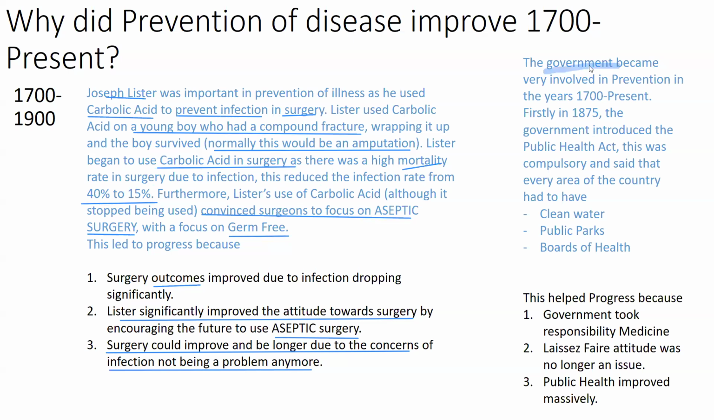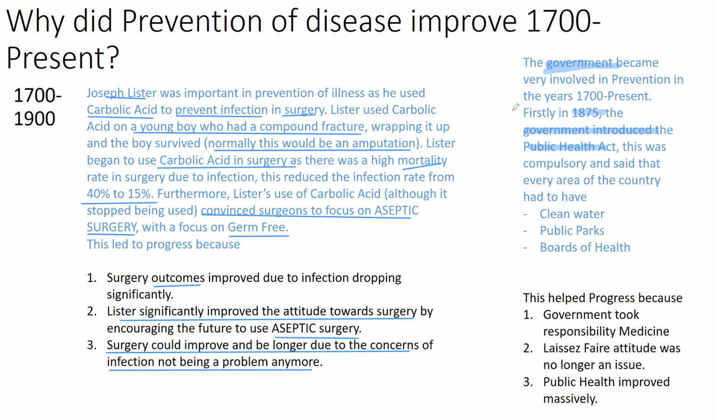The government were probably one of the most important reasons because the government did throw a lot of support behind all of these people eventually. So if you get a question comparing the government to people, the government at this point really lost their laissez-faire attitude. So the government introduced in 1875 the Second Public Health Act.